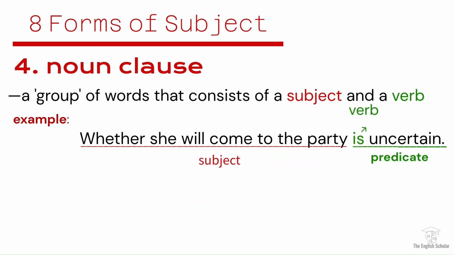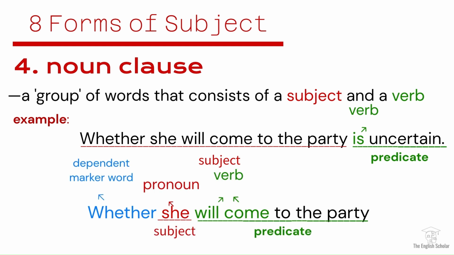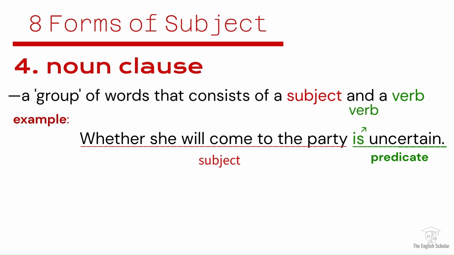Whether she will come to the party is uncertain. Here, whether she will come to the party is a noun clause and serves as the subject. This is a dependent clause, with the subject she, the verb will come, the prepositional phrase to the party, and the dependent marker word whether. They appear before the verb of the whole sentence, is, and function as a single unit as the subject.